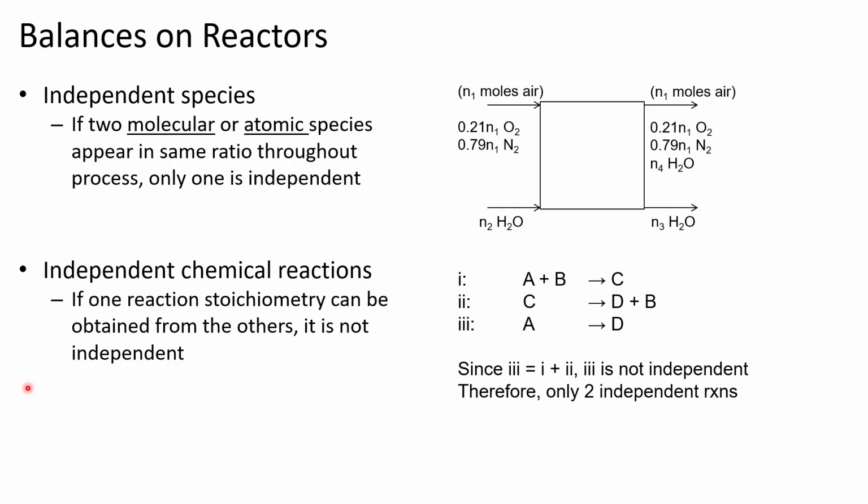Before we perform balances on reactors, we'll do degree of freedom analysis. And in these degree of freedom analyses, we need to be able to identify independent species, both molecular and atomic, as well as independent chemical reactions.